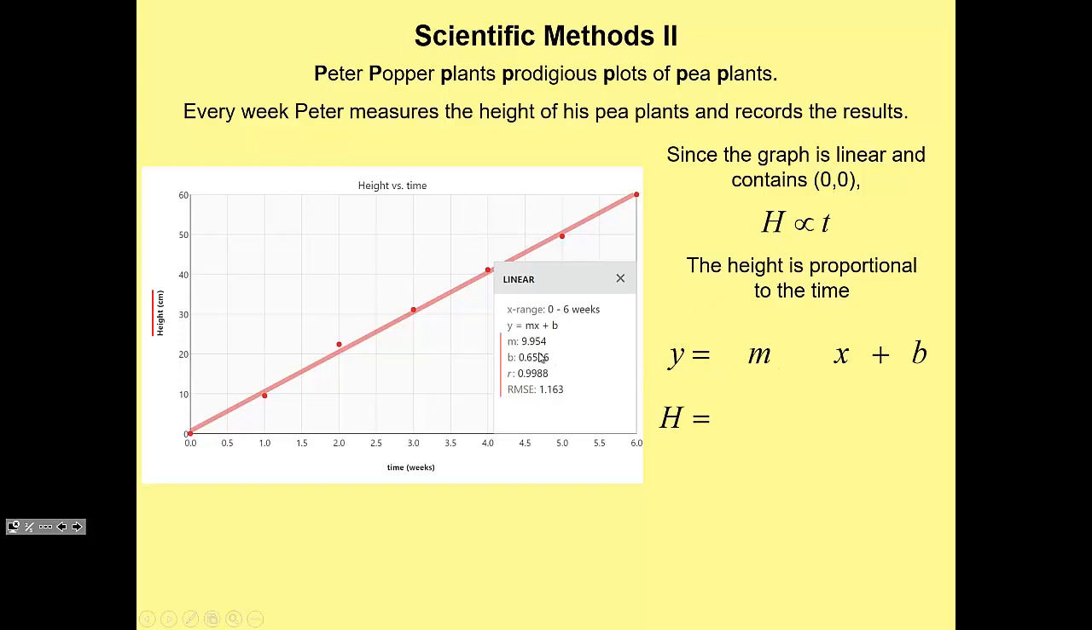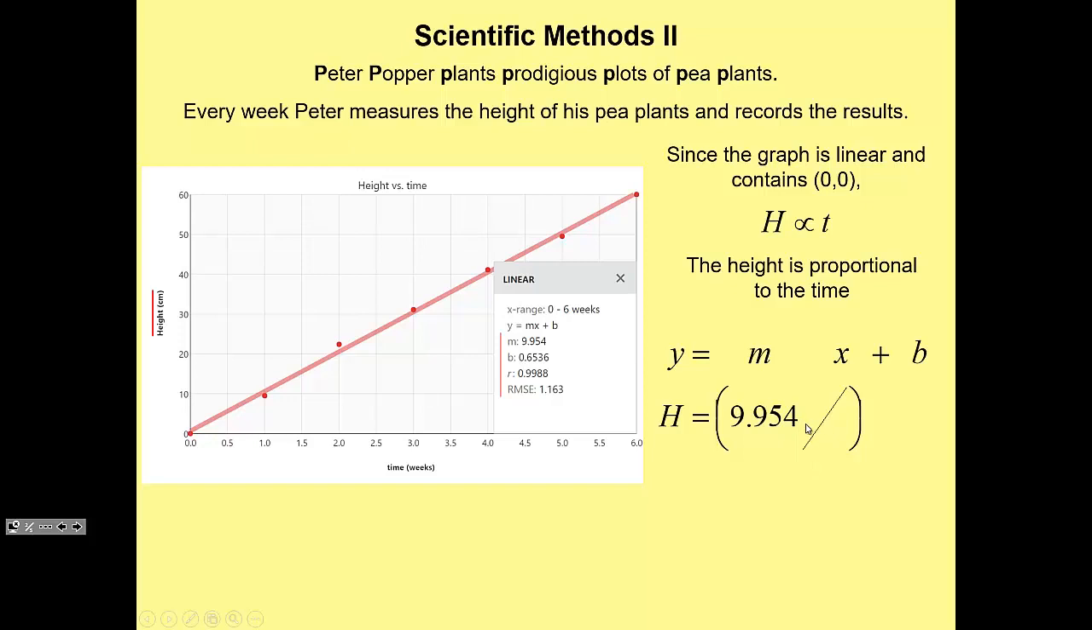M, of course, stands for slope. I've got a value for the slope. It's 9.954. But remember, we try not to draw or write naked numbers in here. We need context. We need units. Well, how do you find a slope? You find a slope by taking 2 points and doing rise over run. So that's how we're going to find our units.